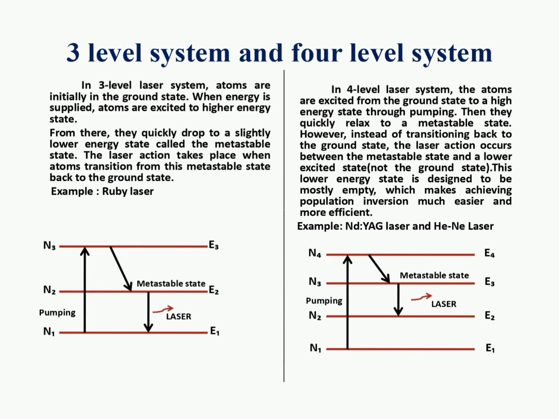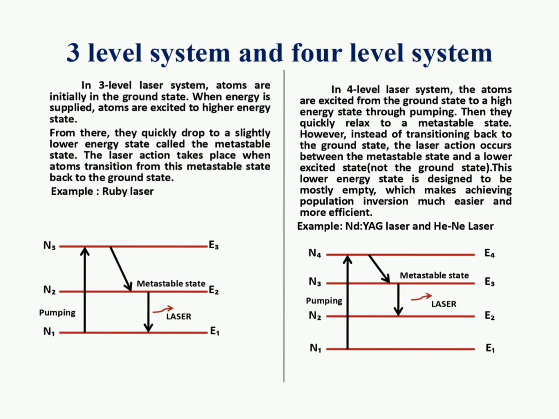When the atoms are raised to E3, the lifetime of the excited state is very short, of the order of 10 to the power minus 8 seconds. So, these atoms in E3 make a fast transition to E2, which is the metastable state. The metastable state has a long lifetime, that means the atoms can be retained for about 10 to the power minus 3 to 10 to the power minus 6 seconds. So population inversion is achieved between E2 and E1, and so the laser action takes place.